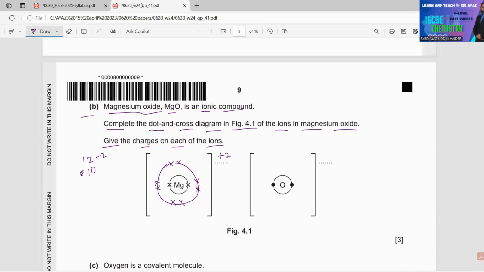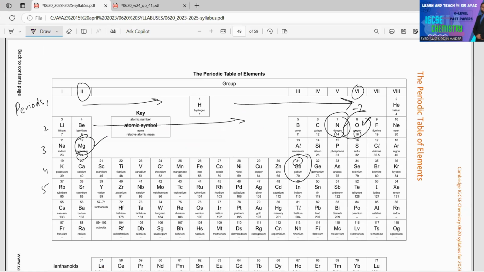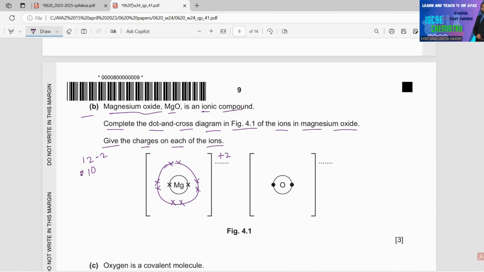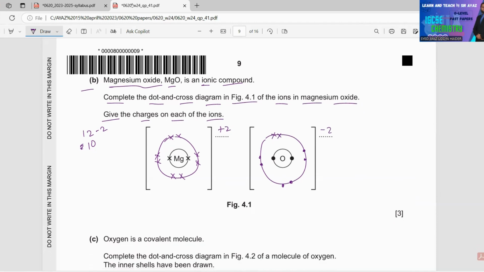What about oxygen? Oxygen is in group 6, which means it has only 6 valence electrons. Looking at the proton number of oxygen, it has 8 electrons in all. So 2 electrons are already shown, so I'm showing the other 6 electrons. 1, 2, 3, 4, 5, 6. Now the 2 electrons it has gained are coming from magnesium, so I'm going to show them on the top. Here are the 2 electrons, and place -2 charge on the right hand side. So this will be the final answer.